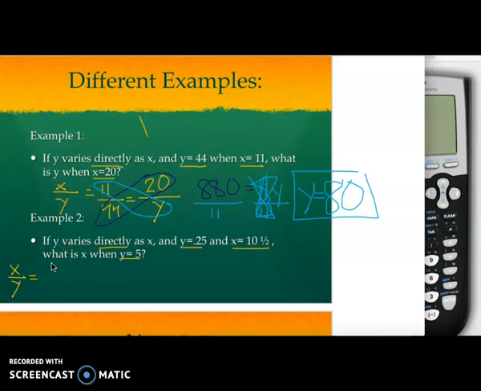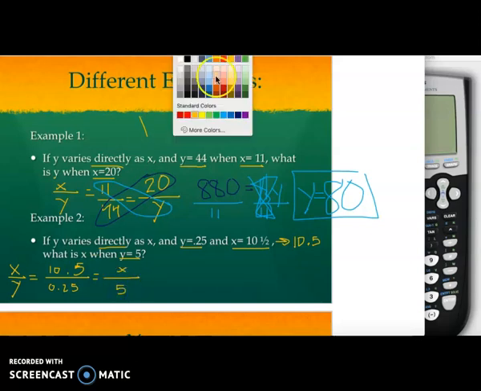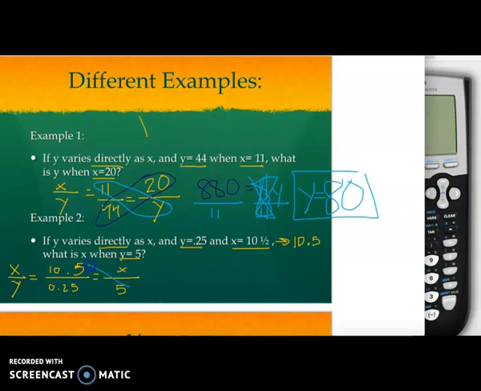Well, let's set up what we know, like what we usually do. We have our x and y proportion. We know y is 25 hundredths. And we know x, if we want to write this as a decimal, 10 1/2 is just the same as 10.5, or 10 5 tenths, right? So here's our first proportion. Now, what is x? We're trying to find x when y is 5. We're going to do the exact same thing that we have always done. We're going to cross multiply.